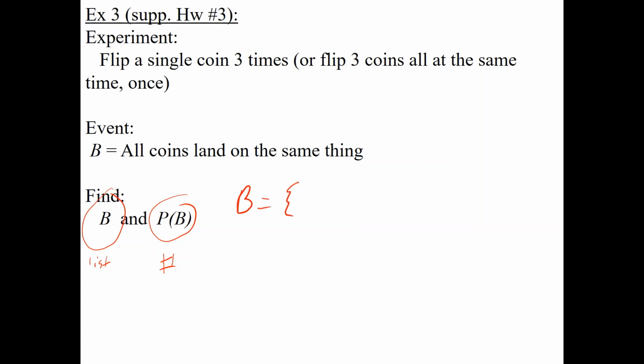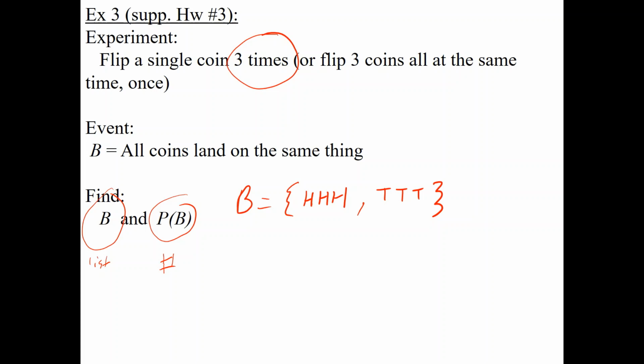And let's see, think of all the outcomes of this experiment. Don't forget, we're flipping 3 times. All the outcomes where all the coins land on the same thing. Well, heads, heads, heads, they all landed on the same thing. In other words, all 3 coins landed on the same thing. Or if we're just flipping a coin 3 times, all 3 flips landed on the same thing. What else? Yep, I'm sure you guessed it. Tails, tails, tails is the only other one.